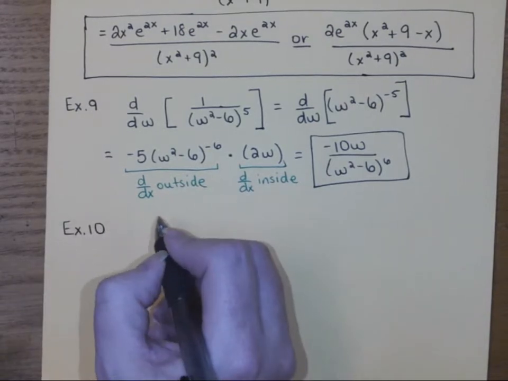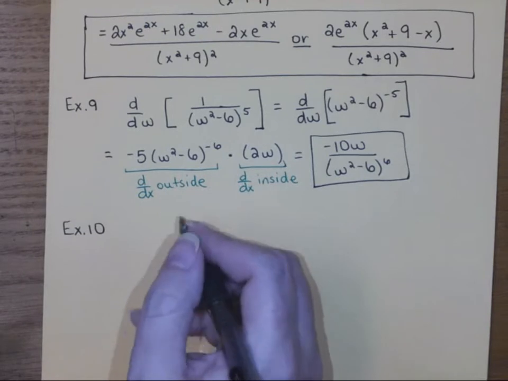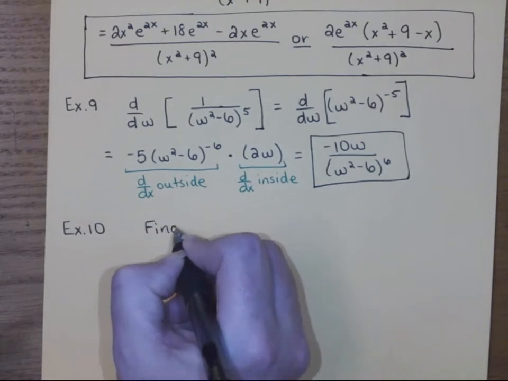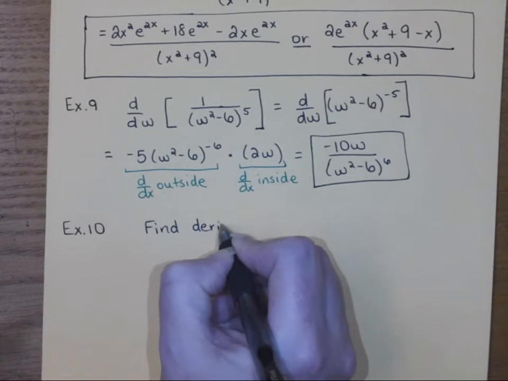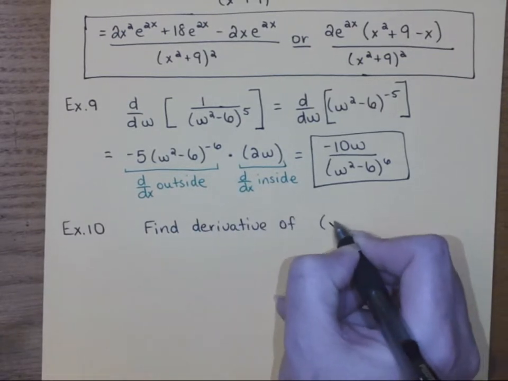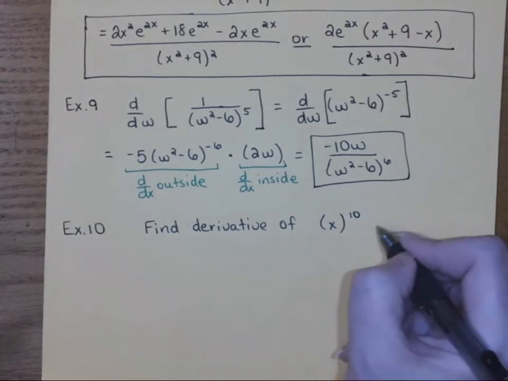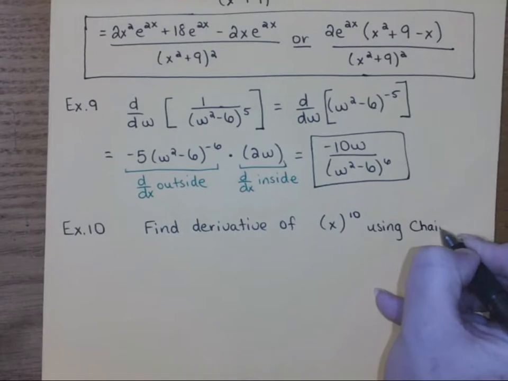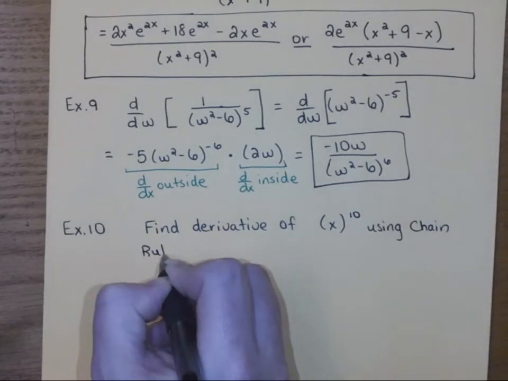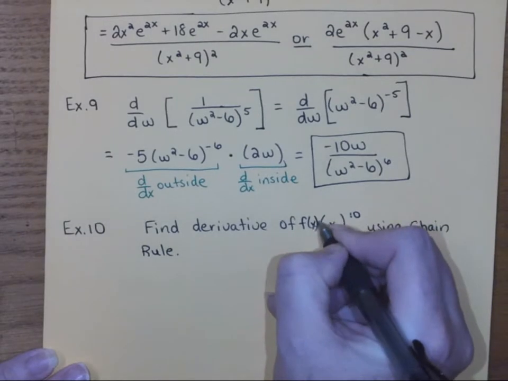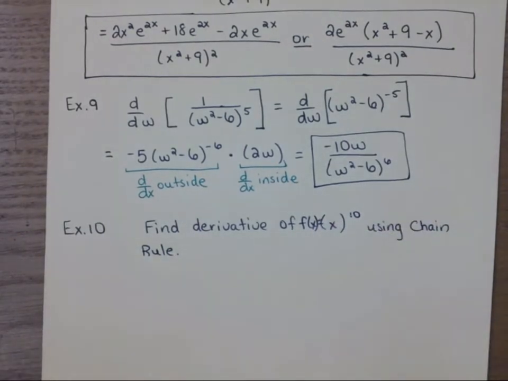I want you to think about maybe one of our old problems. If I told you to find the derivative of x to the 10th power using chain rule. Now, by the way, you don't need chain rule to do this one in particular. So let's make that f of x. You don't really need chain rule because it's just plain old x, but let's just pretend that we didn't know that.